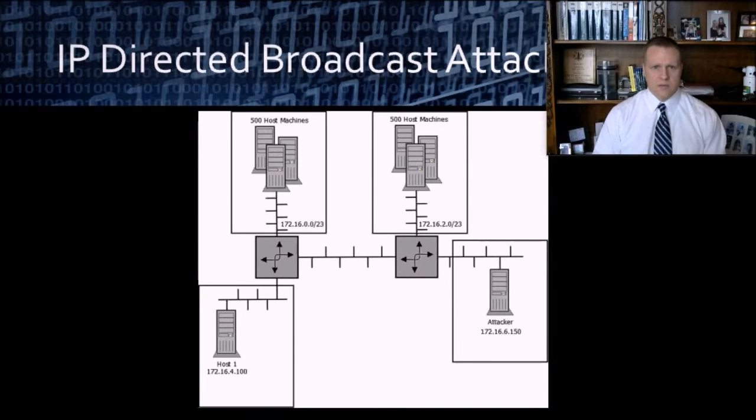Next, we have a quick demonstration of the dangers of IP-directed broadcast. Here we have a network comprised of 4 primary subnets. The attacking host then sends a single packet spoofing host 1 to the broadcast IP address of each of the subnets containing the 500 host machines. With IP-directed broadcast enabled on the router interfaces, all of those host devices receive and process the packet.